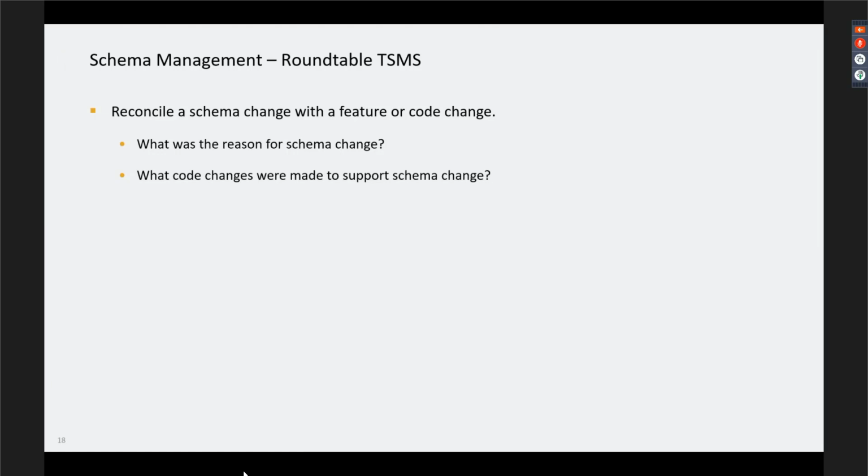So what about reconciling a schema change with a code change? Don't you want to know why you made the schema change? If you're just looking out and seeing that a table has been added or removed, well, why? Roundtable will give you the ability to reconcile that schema change back to a particular code change. You know, what code changes were made to support the schema change. So what would that look like?